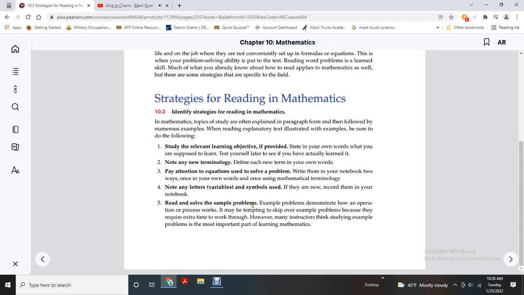4. Read and solve the sample problems. Example problems demonstrate how the operation or process works, and it may be tempting to skip over them because they require extra time to work through. However, many instructors think studying an example problem is the most important part of learning mathematics.